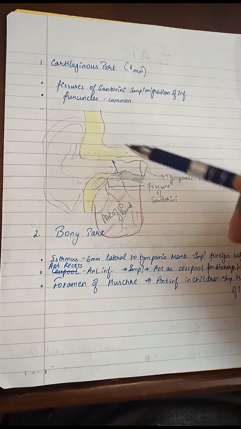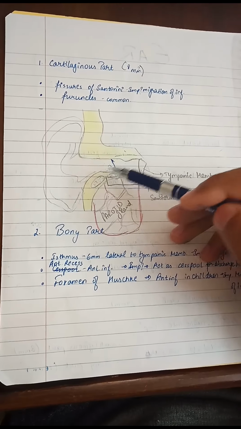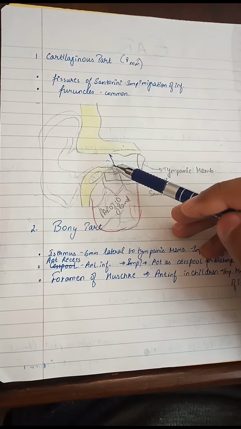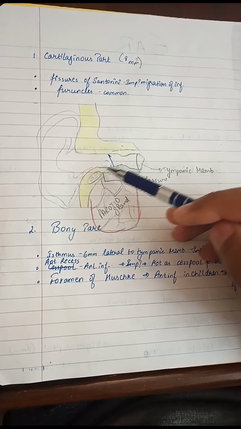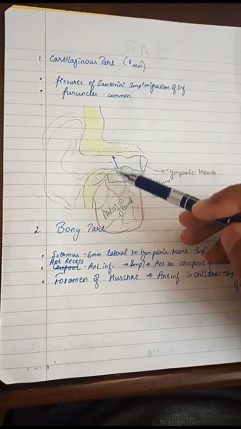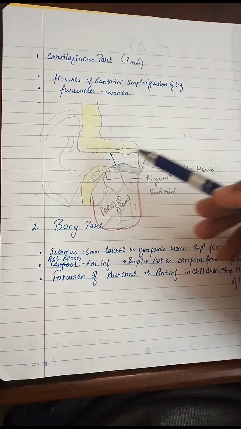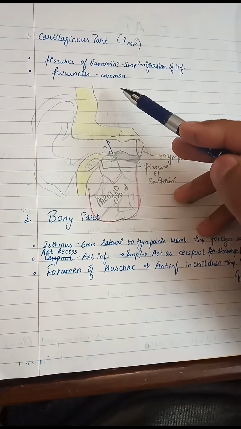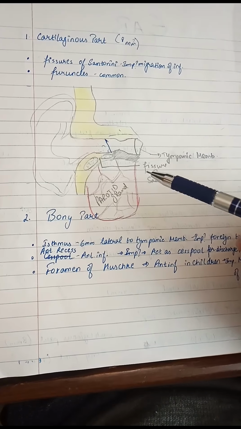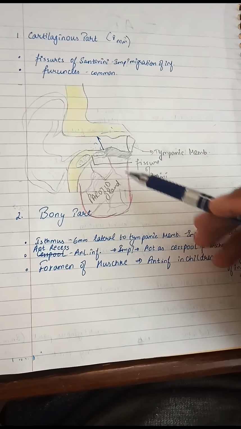This is its importance. And if we talk about the outer one third of this cartilaginous part, the hairs are confined to this outer one third only. Due to these hairs, staphylococcal infection can occur, and these staphylococcal infections are called furuncles. So furuncles are more common in the cartilaginous part of the external acoustic canal.